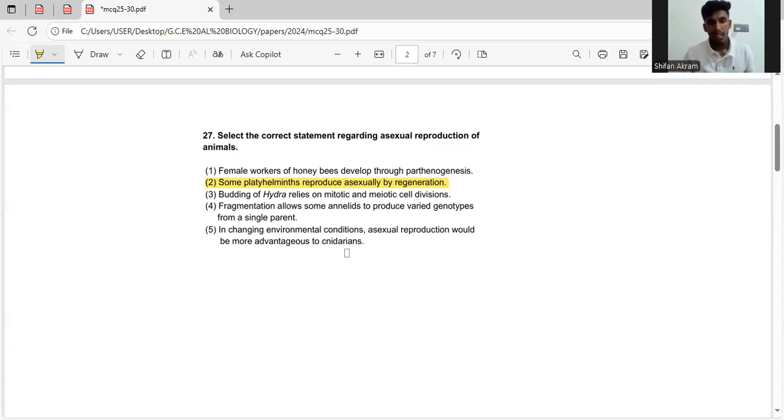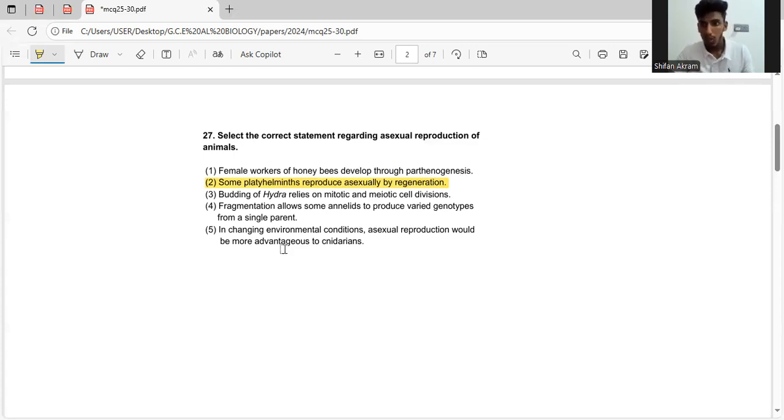We know changing environment conditions is one of the disadvantages of asexual reproduction because, as I told, there is no genetic variation. When there is no genetic variation, the organism or the species can't adapt to specific conditions. When they can't adapt to specific conditions, they can't survive in that specific condition. Because of that, in changing environmental conditions, they are really weak.